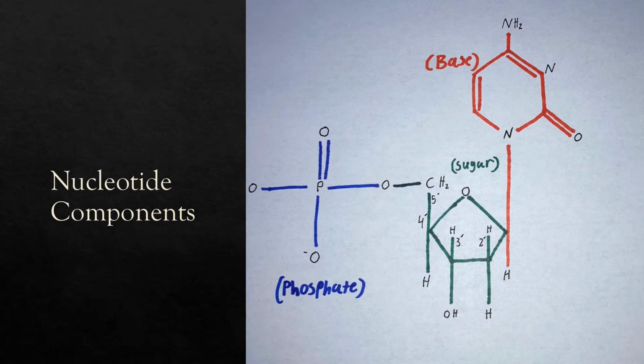The 1' carbon attaches to the base from the sugar, linking the two together. The 3' carbon bonds to the next 5' carbon of the phosphate. And finally, the 2' carbon distinguishes DNA from RNA. So as you can see, each ribose carbon has a specific job to do.